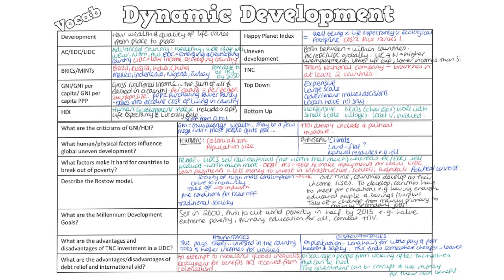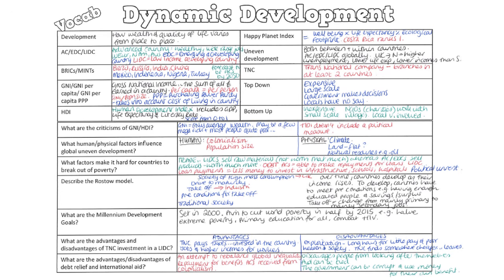Physical factors that influence development, so climate. If it's extremely hot or extremely cold or extremely wet, you won't be able to grow good crops. If the land is very mountainous, it's not easy to grow crops, it's not easy to build, it puts TNCs off because it's not easy to build a factory. If you have natural resources like oil or diamonds, you are able to sell them to make money. If you don't have that advantage, you can't.